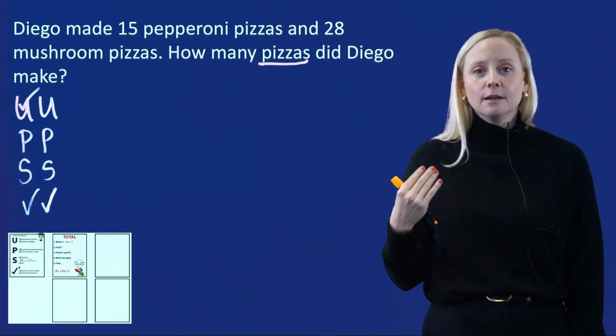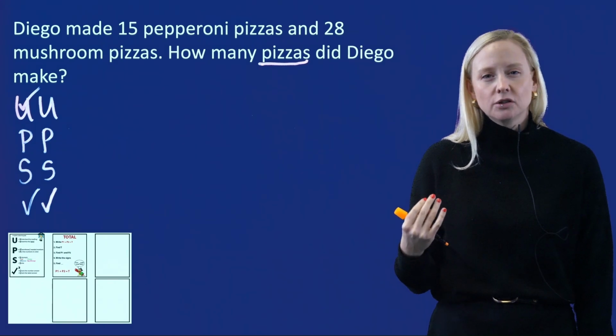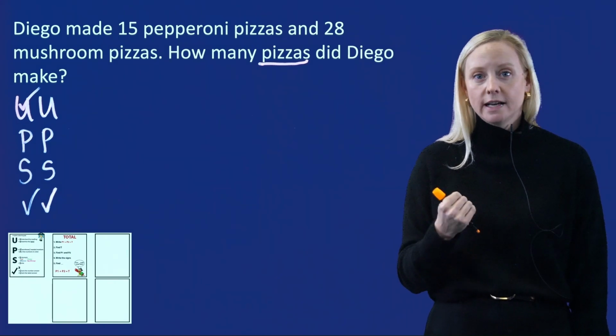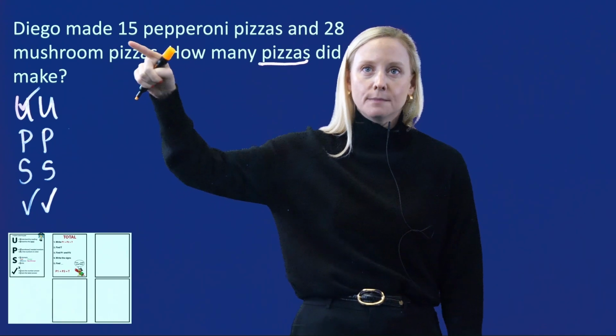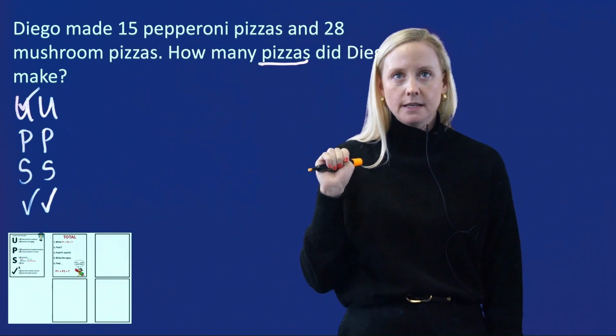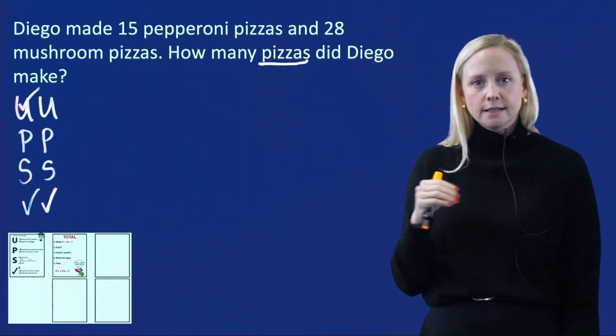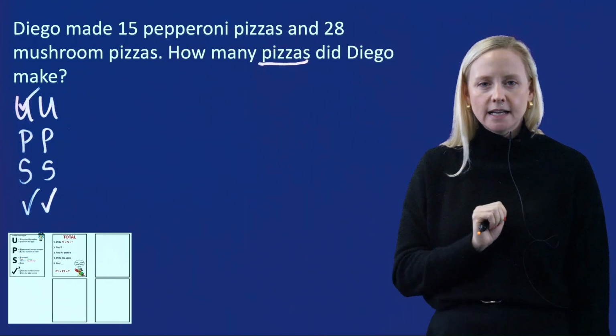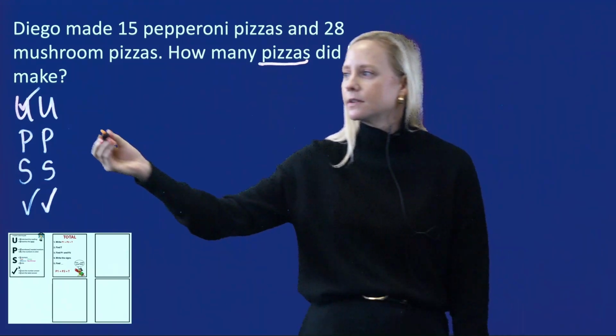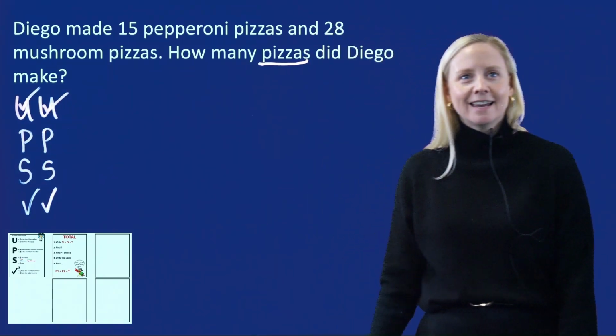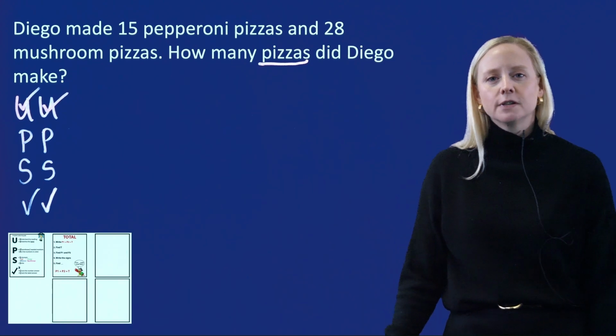Now I'm going to scan the problem and check my numbers and make sure they're also talking about or related to pizza. My first number is 15, that's about pepperoni pizzas. My second number is 28, that's about mushroom pizzas. So all of my numbers are related to our label. I don't have any irrelevant information. I can check off my U and move to my first P.